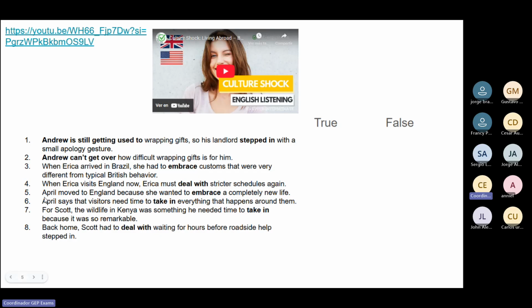Okay. Francie, read the number 5. April moved to England because she wanted to embrace a completely new life. Okay, Jorge. The sixth is April said that visitors need time to take in everything that happens around them. Okay. Gustavo. Number 7, for Scott, the wildlife in Kenya was something he needed time to take in because it was so remarkable. Okay. And Carlos, the last one.